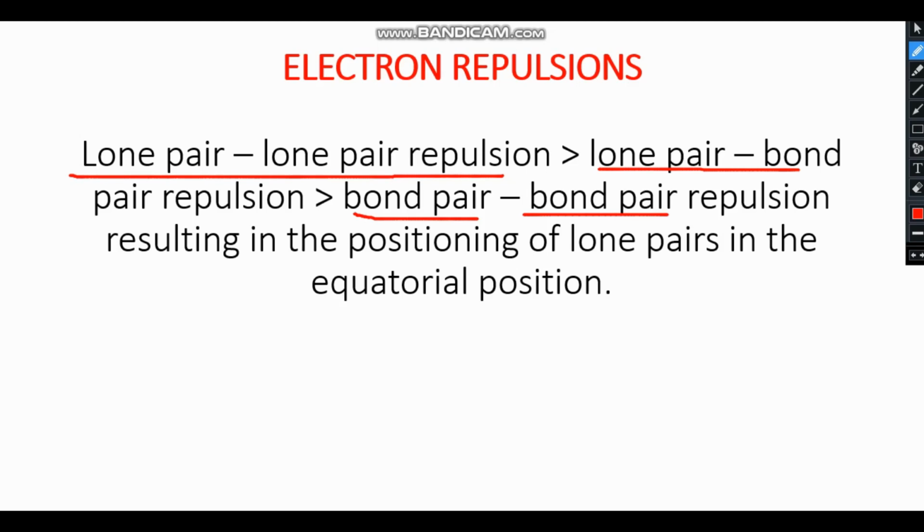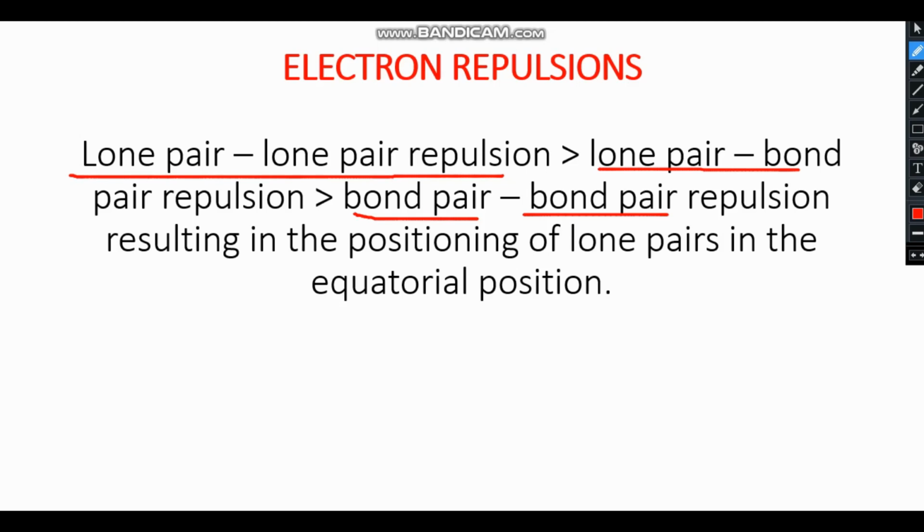So as we'll be discussing these geometric shapes, we should remember that these repulsions have different influences. Hence, even if the pairs of electrons might be equal, if you have two lone pairs, or if you have one lone pair, or if all of them are bonded pairs, the influence and the resulting geometry will be different.